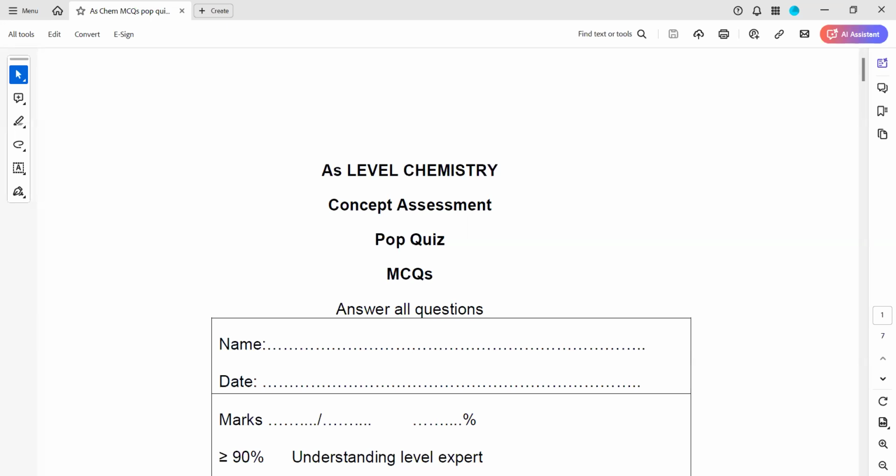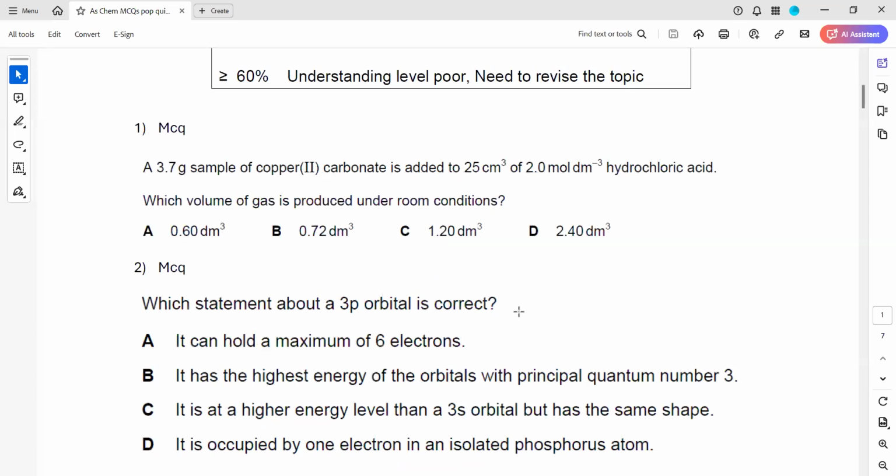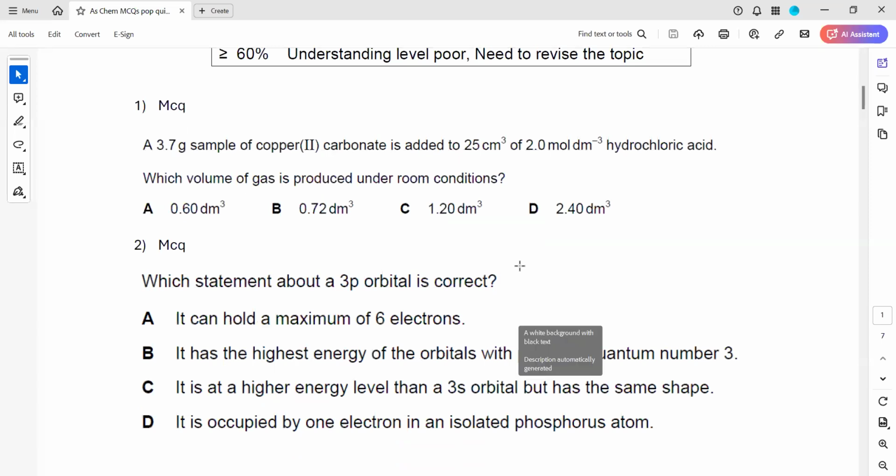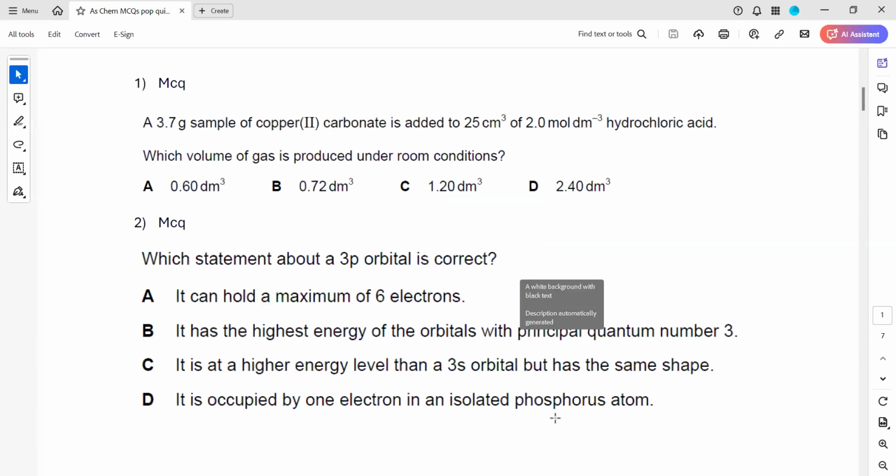You can ask your doubts if you have. Question 1, any doubt? Question 1 and 2, any doubt? Question 1. For these type of questions, usually you have to write first the equation.